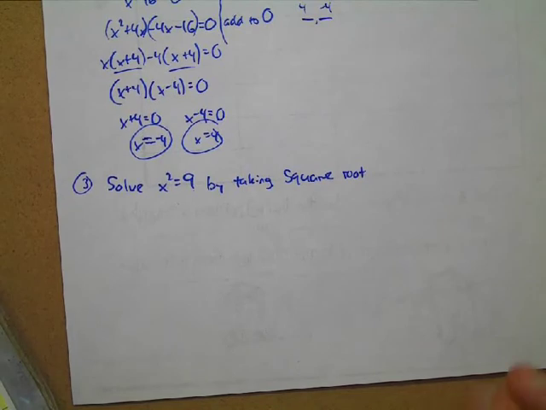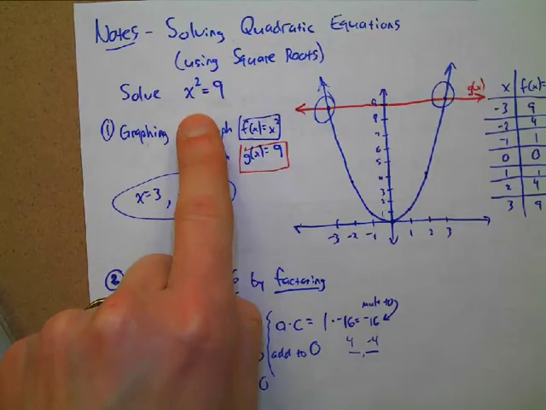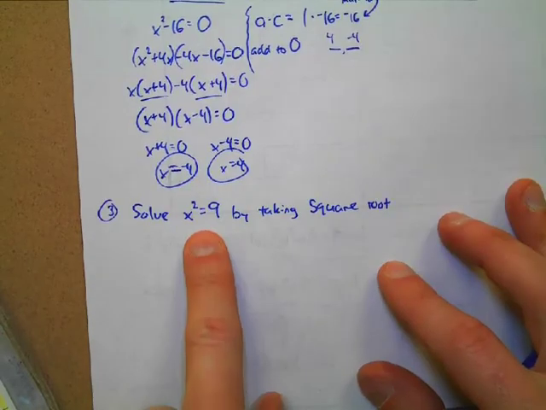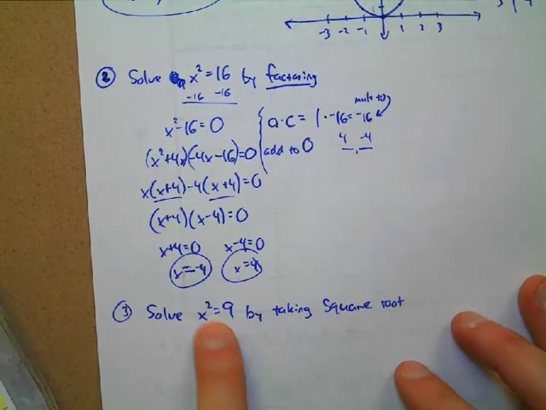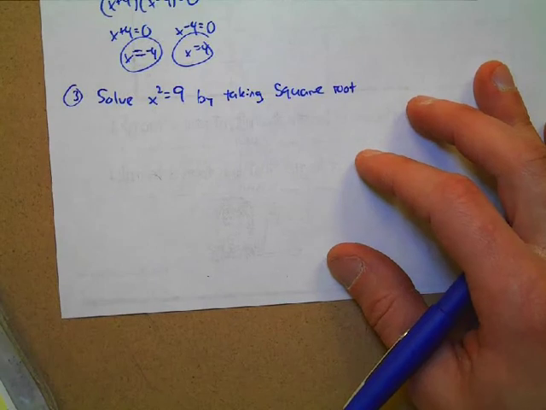We already solved this one, right? We solved it using the graphing. We could solve this one just like we did number 2 as well. I could subtract 9 over and then factor it. But we're going to solve it by using actual square roots here.